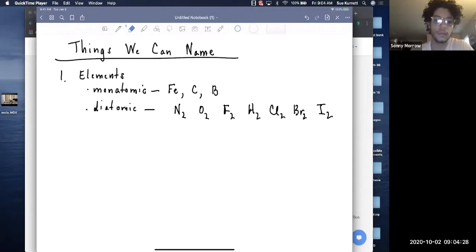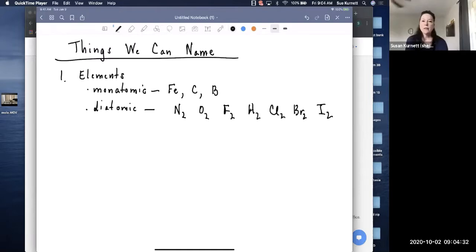Okay, but you have to know those, because as we go throughout the course and in the next course, when you hear somebody say iodine, you need to think I2. That is a diatomic element. That is an element that's held together through covalent interactions, electron sharing.